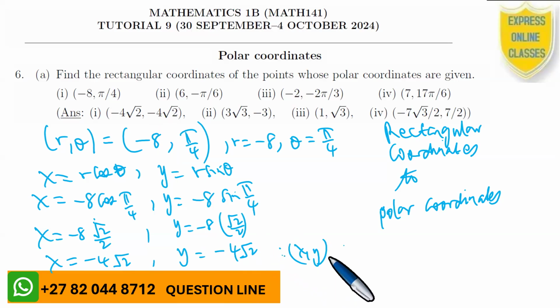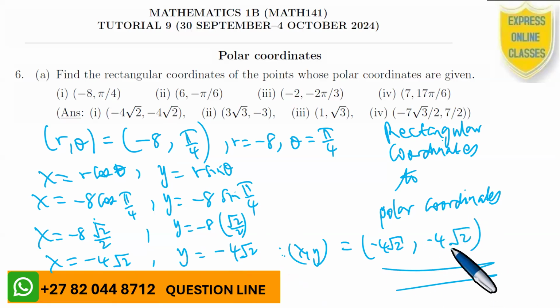So the x is minus 4 the square root of 2, and the y is minus 4 the square root of 2. So that becomes the conversion from polar coordinates to rectangular coordinates.